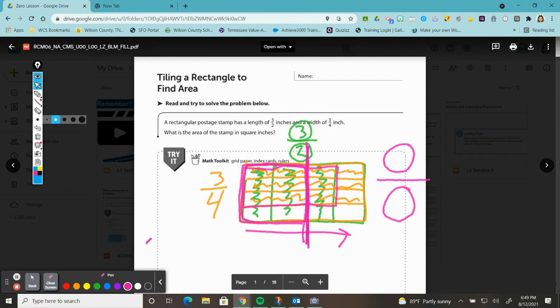Pick one, solve the problem, that's your try it, and then discuss it with someone.